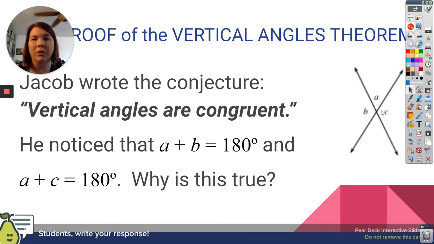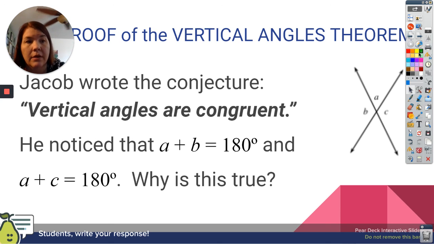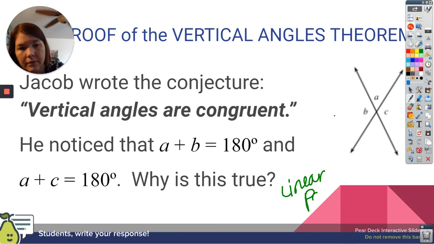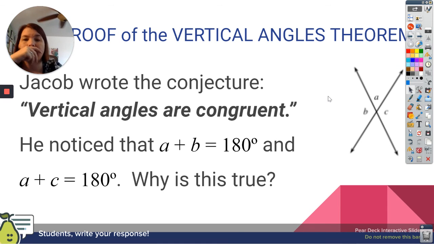So something like that is what you're looking for, because they form a line, which is what linear pair means. Angle A and B form a line, and A and C form a line, because they're linear pairs. The reason it's true is because of linear pairs. Okay, questions? All right.